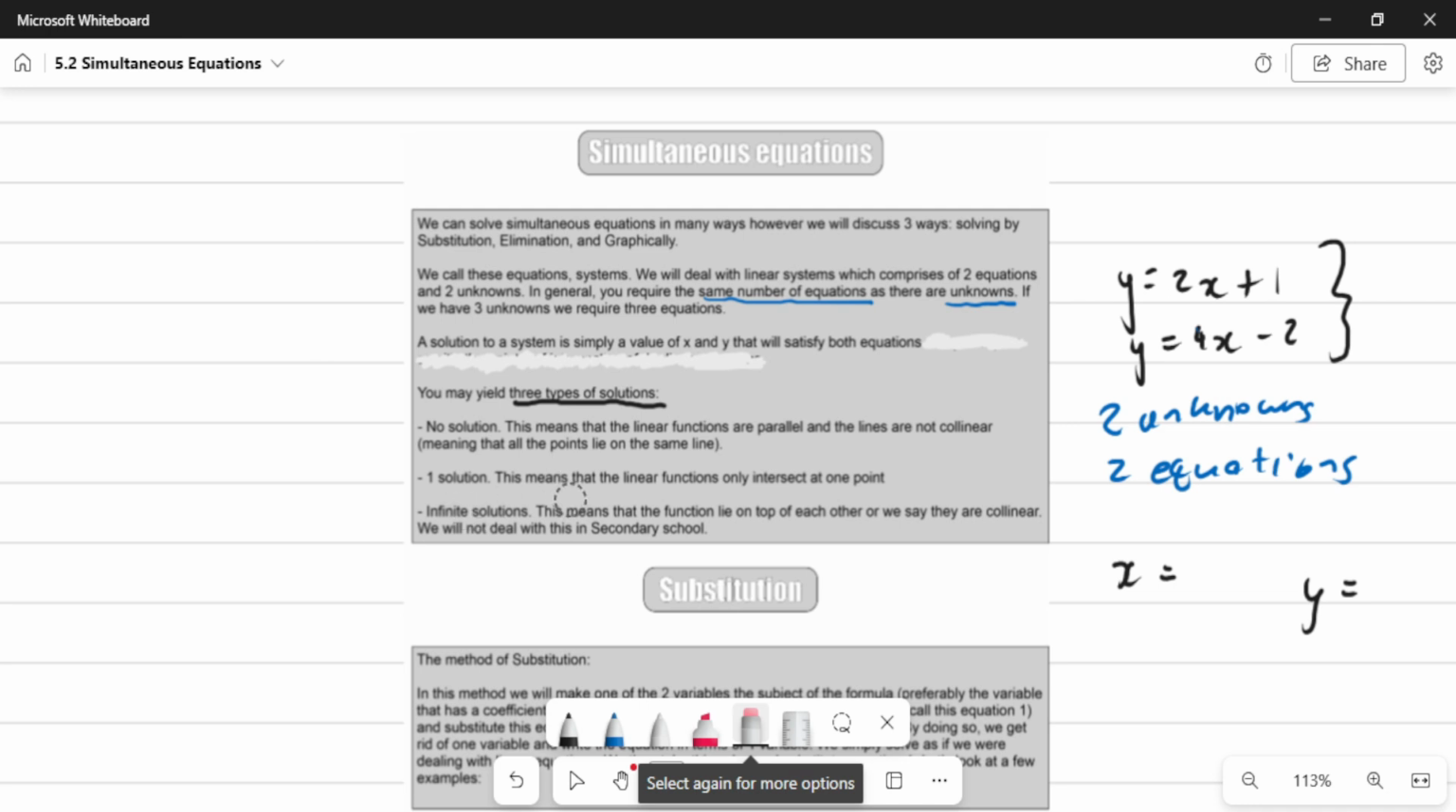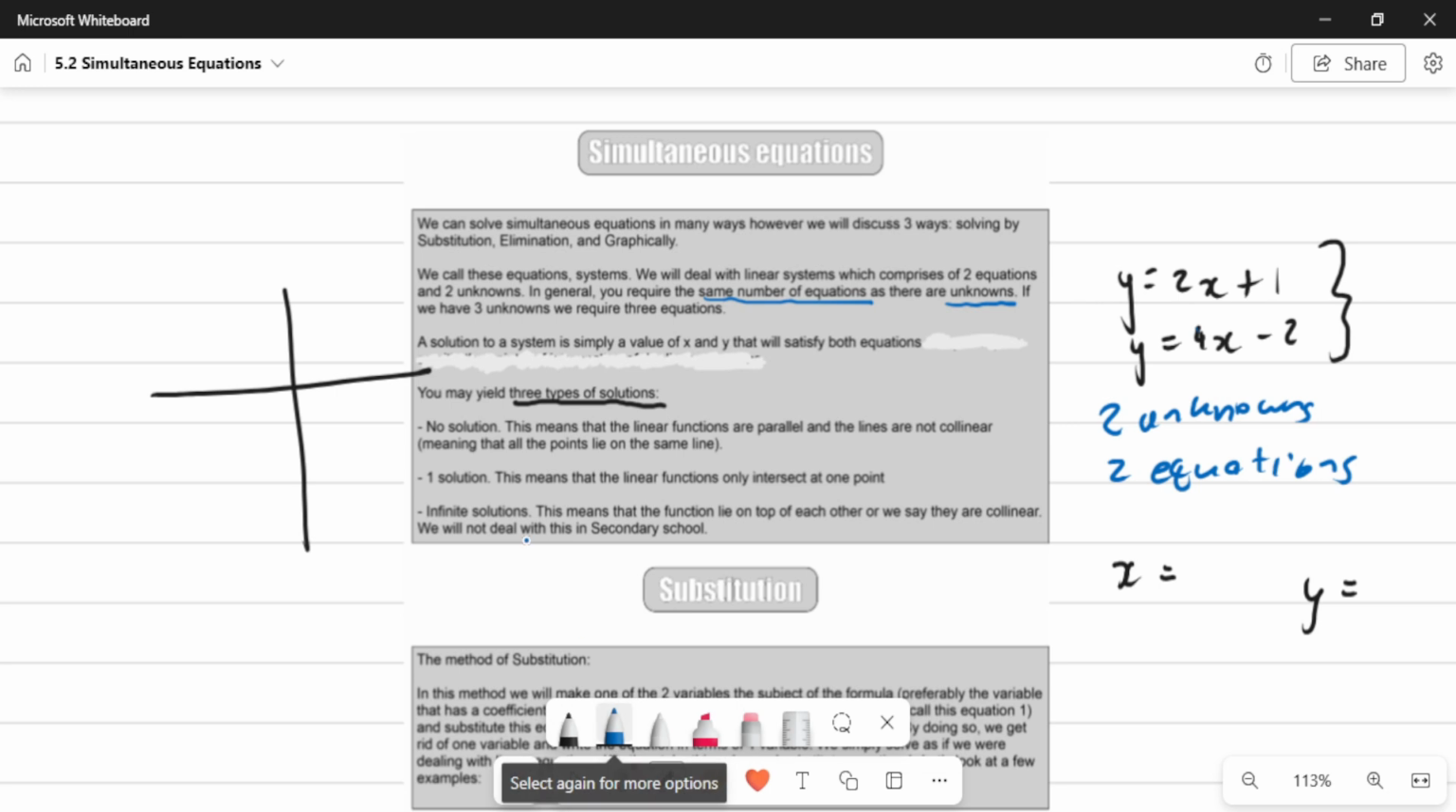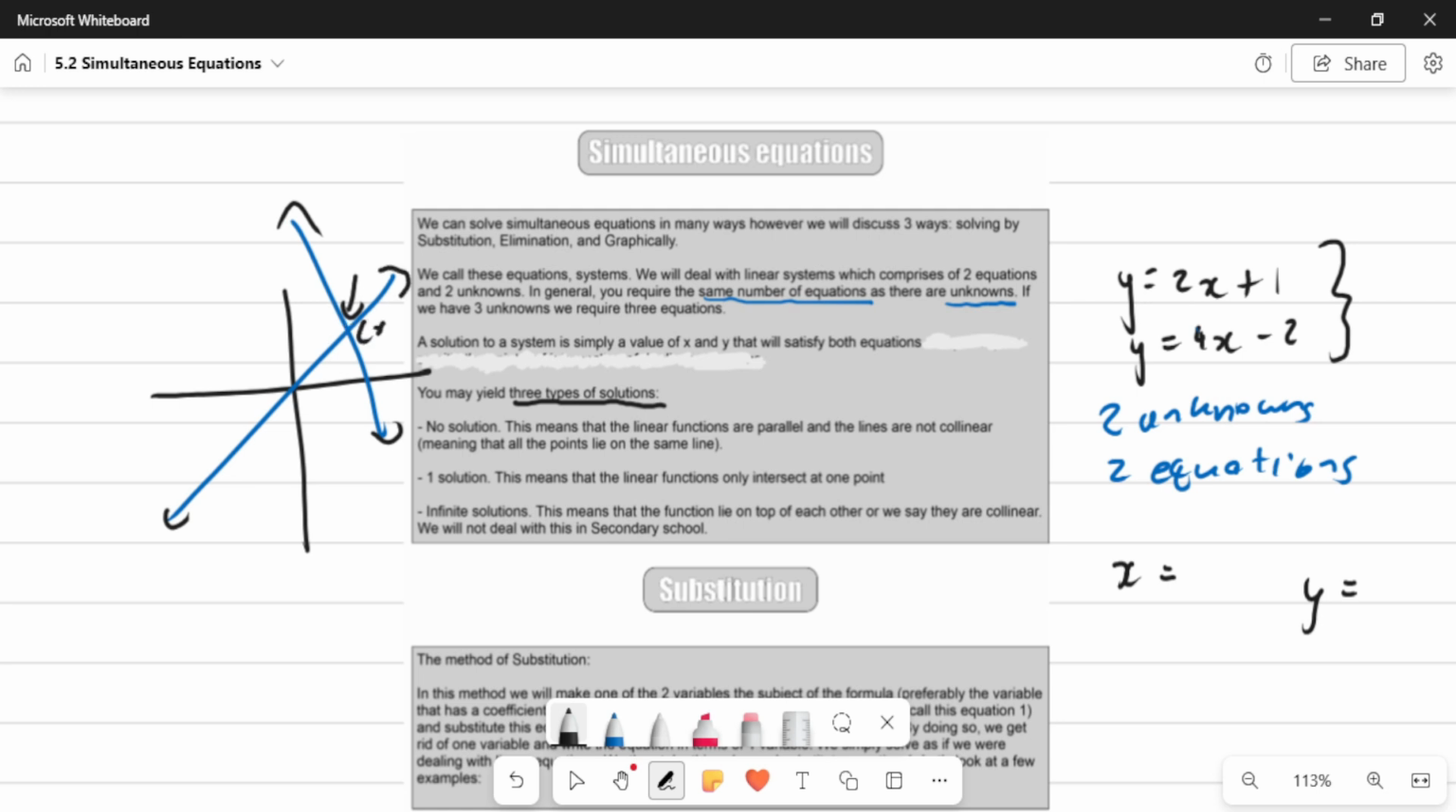The second one is one solution. This means that the functions only intersect at one point. So if I have something like this, and if I had a function go like that, then this will be the solution to these equations, because that's the x and the y value that both this function and this function have in common. So that's the solution that will satisfy both the equations simultaneously.